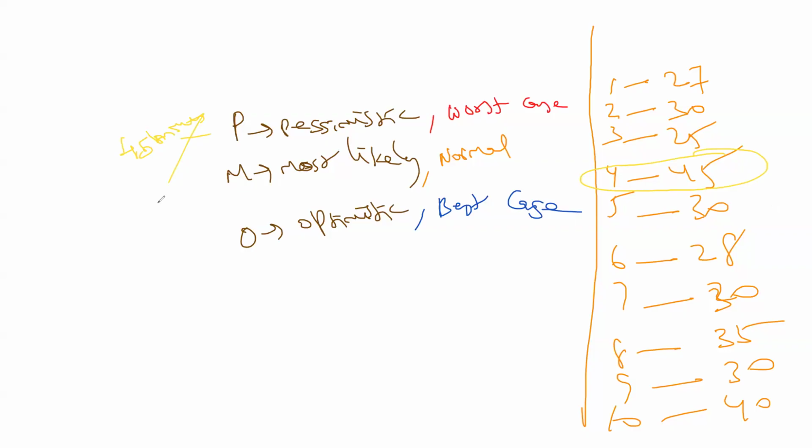Now, what is optimistic time? Minimum, how much time it took to reach office. From this observation, what is the optimistic duration? 25 minutes. On day 3, it took 25 minutes for me to reach the office. So that is optimistic. That's not most likely, that's optimistic.